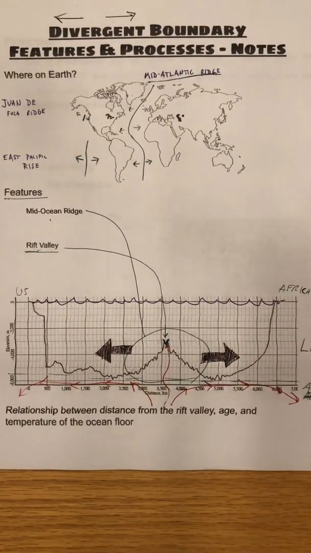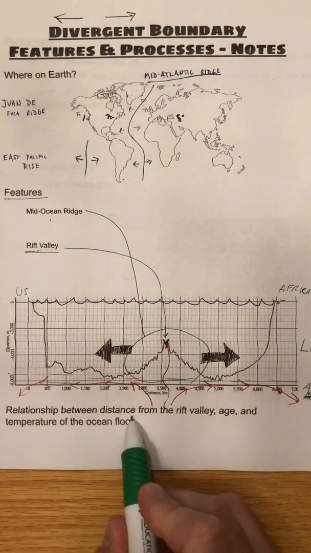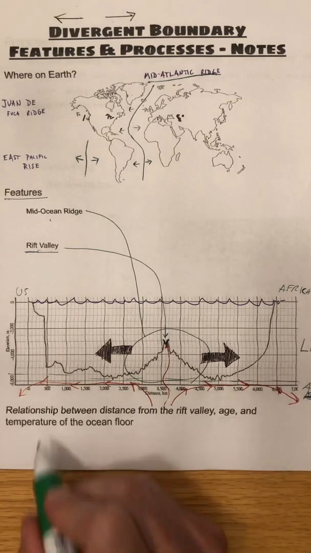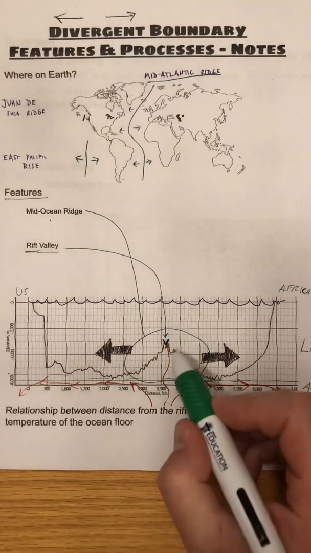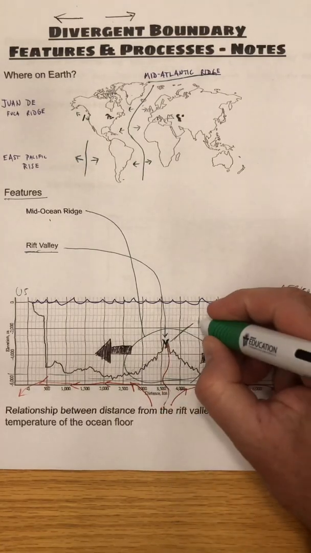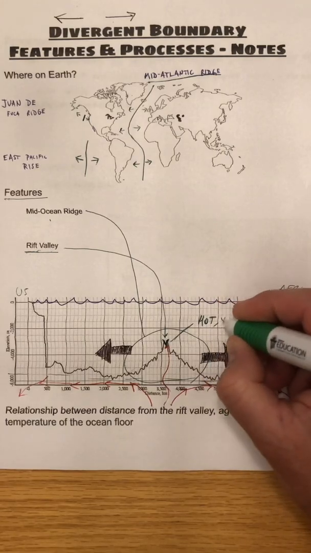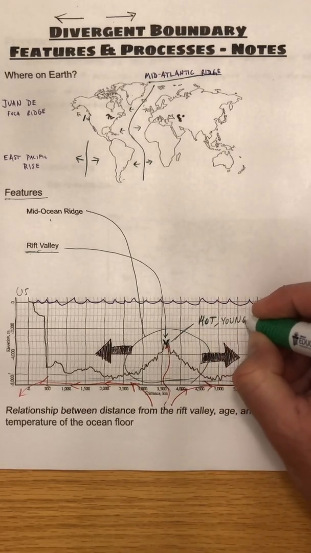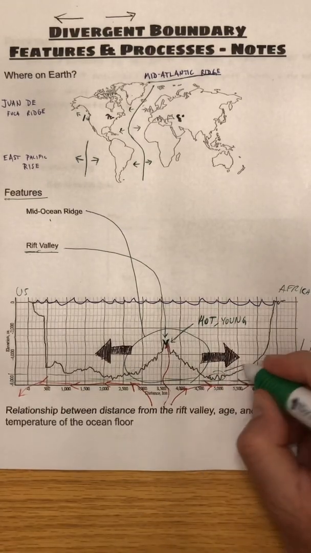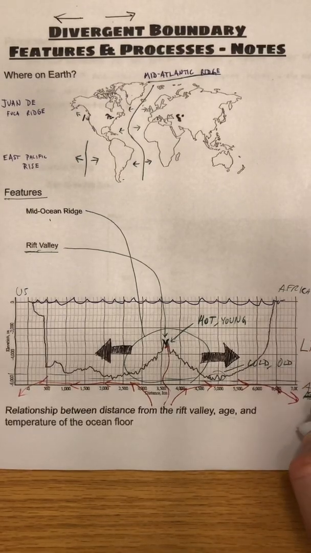So there is a relationship between the distance from the Rift Valley and the age of the rocks and the temperature of the rocks. So, as you can figure, what do you think the rocks are going to be like right up here at the Rift Valley? They're going to be hot, and they're not going to be very old because they just formed. So I'm going to say hot, young rocks are found right there. So what do you think the rocks are like down here? They're going to be cold and old.